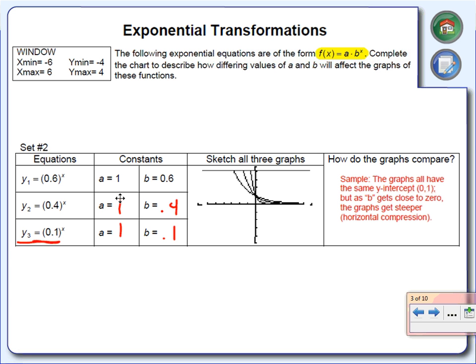Just like the first set that we looked at, that b value is causing our graphs to get steeper. Again, what we're doing is we're compressing this graph horizontally. We're squeezing it in from the sides. And when you squeeze it in from the sides, it makes the graph steeper, steeper, and steeper. Now this one is slightly different. If you look closely, it is different from the first set. Can you see what else is different?